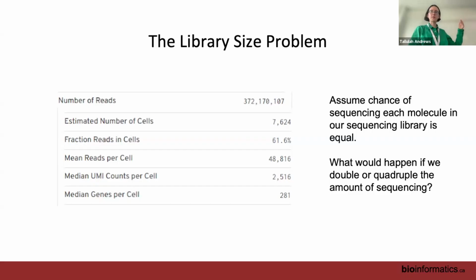So if we double the amount of sequencing, you got it, we would have twice as many UMIs detected, more or less.